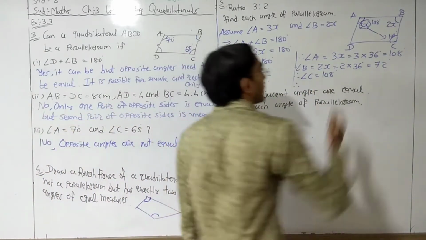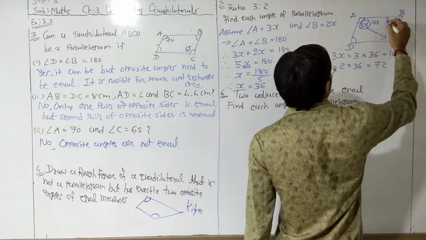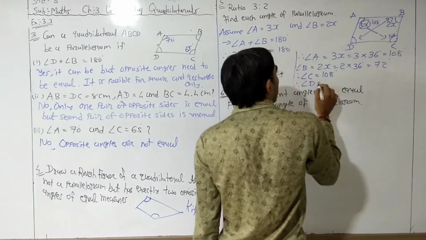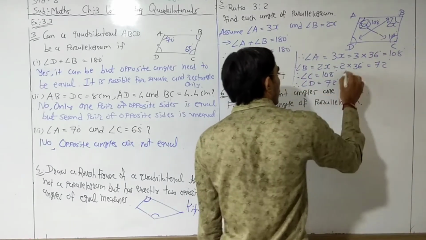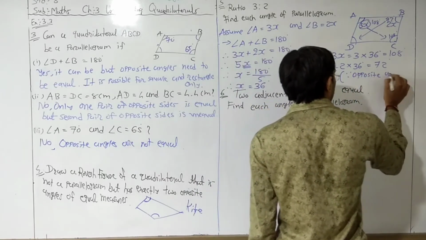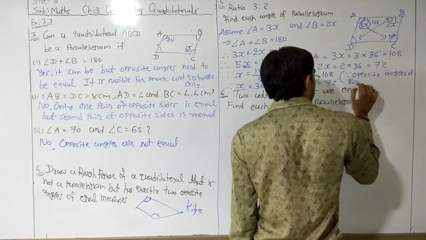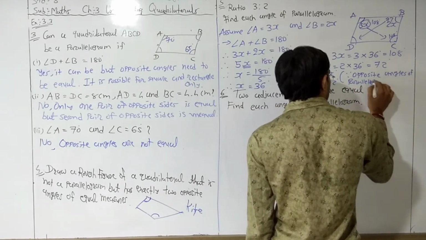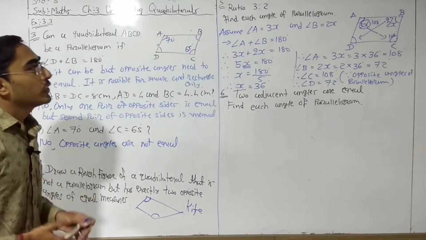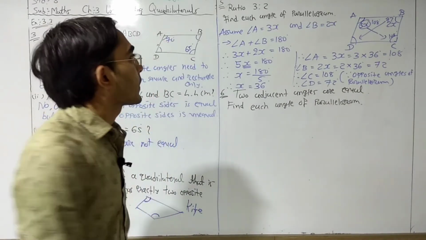And similarly we can find the value of D, because here our B is equal to 72. So the same value for angle D. Angle D is equal to 72. And the reason is opposite angles of a parallelogram. Okay. So in this way we can find all the angles of a parallelogram.